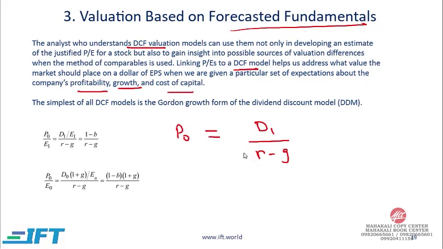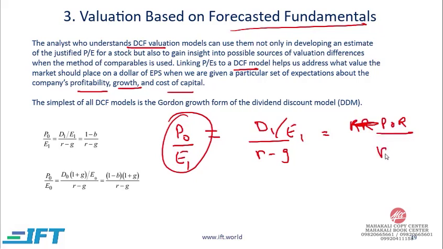All we are doing now is coming up with a multiple. So if you divide this by E1 and this by E1, then what do you have? You have the leading PE ratio is equal to the payout ratio divided by R minus G. And if B is the retention ratio, then instead of payout ratio, you can write 1 minus B, which is what's given over here. So notice that here the PE is based on the fundamentals of the company. It's based on 1 minus B, which is the payout ratio. R depends on the riskiness of the company, and G depends on the growth rate.